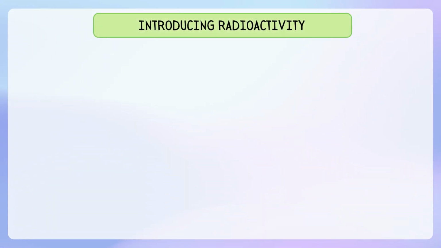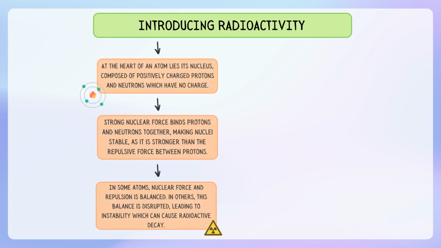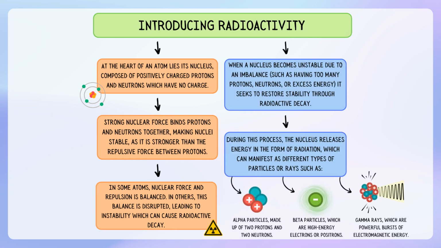In today's lesson, we delved into the concept of radioactivity and understood why it occurs. We began by examining the atom's nucleus, composed of protons and neutrons, and the pivotal role of the strong nuclear force in maintaining stability. We then explored how an imbalance in the number of protons and neutrons, or an excess of energy, disrupts this balance, leading to an unstable nucleus. To regain stability, these nuclei release energy or particles, a phenomenon known as radioactive decay.